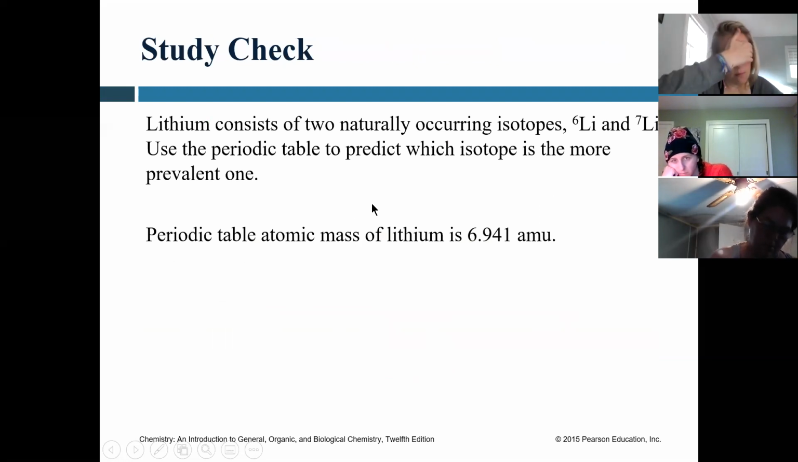Let's see. Oh, 908. Okay, yeah, we're going to stop there. We'll do one of these problems next time. I'm going to calculate out some average masses. So have a good day.